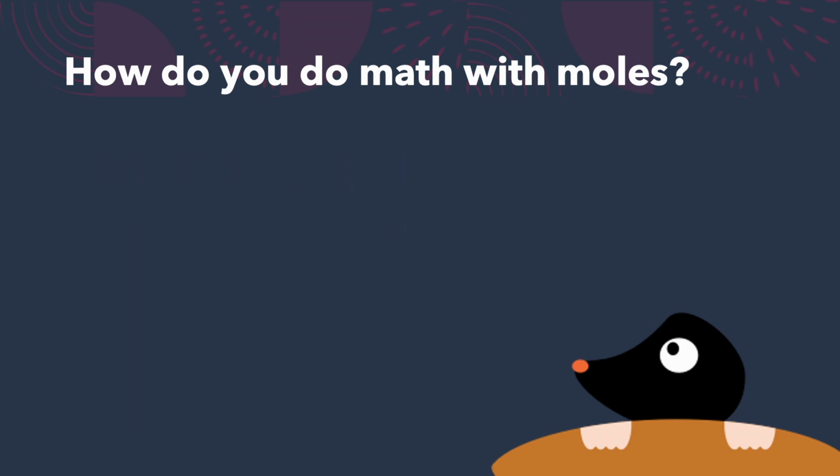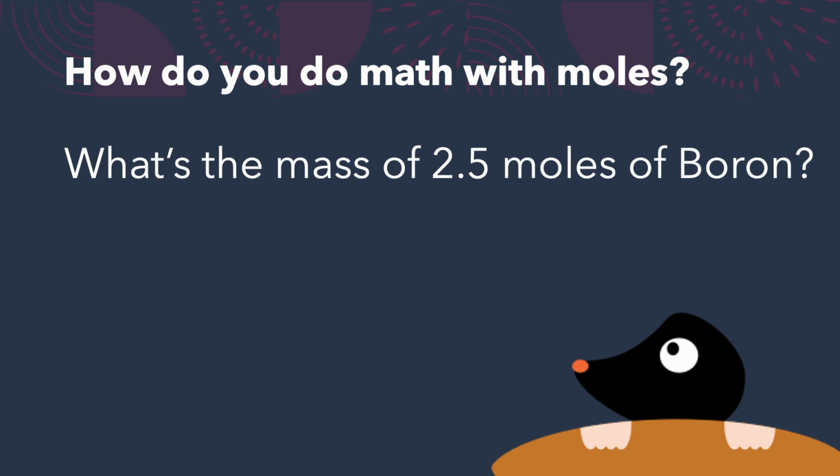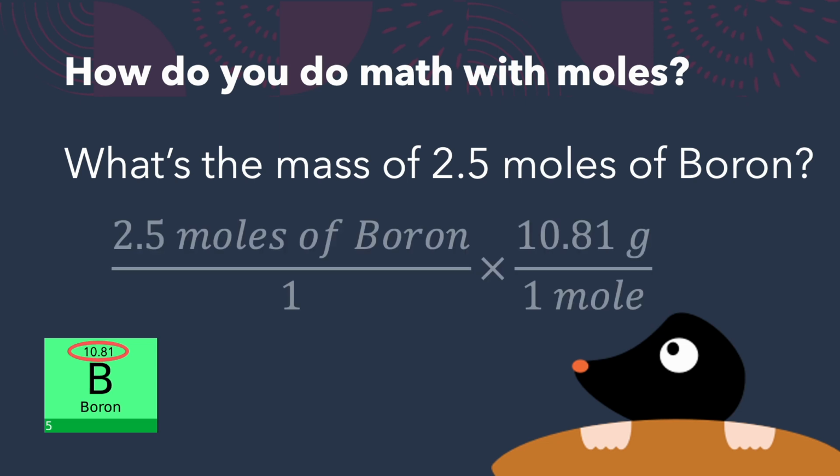Now that you've got the process down, let's try it with moles. What is the mass of 2.5 moles of boron? We start with the 2.5 moles of boron. By looking at the periodic table of elements, we know that 1 mole of boron equals 10.81 grams. So we multiply our 2.5 moles of boron by a fraction equal to 1. Since we want moles to cancel, we put 10.81 grams on top and 1 mole on bottom.